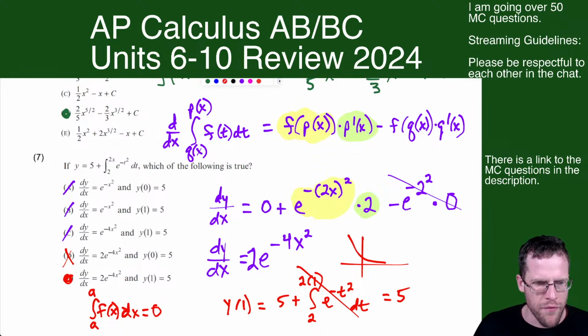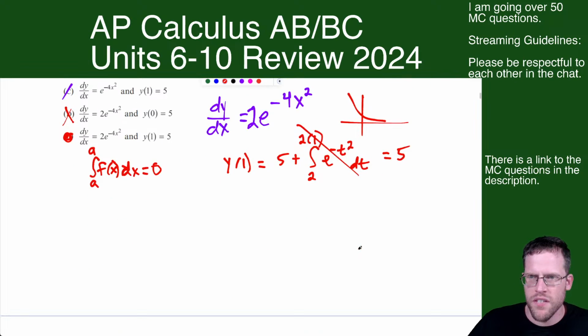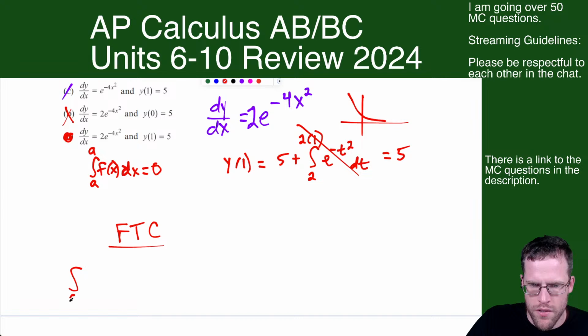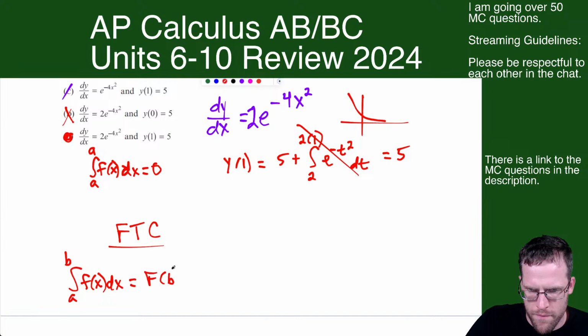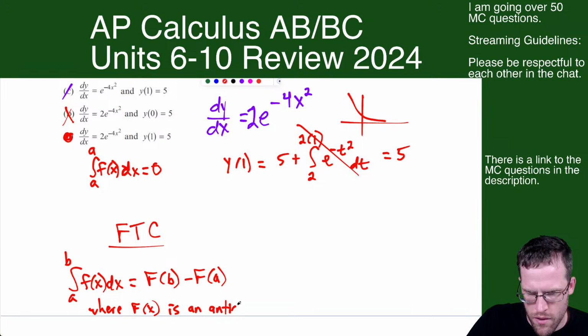Oh, can I explain the fundamental theorem of calculus? So FTC, I've been saying that, there are really 2 kinds. Like FTC 1 is the integral from a to b of f of x dx is capital F of b minus capital F of a. And this is where capital F of x is an antiderivative of lowercase f.